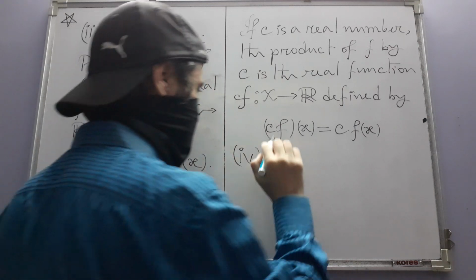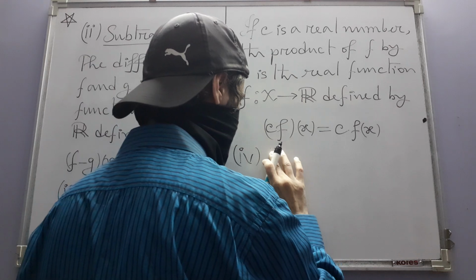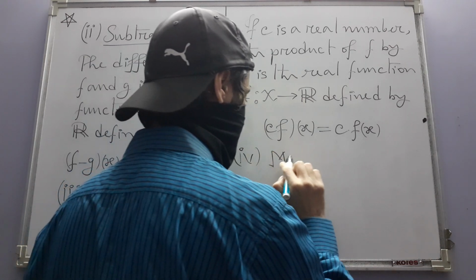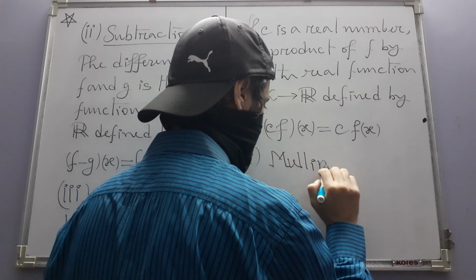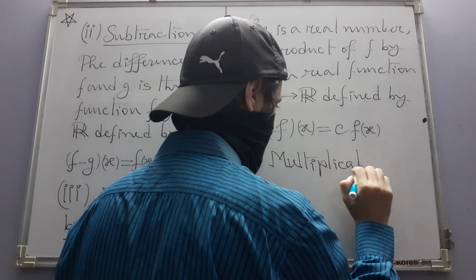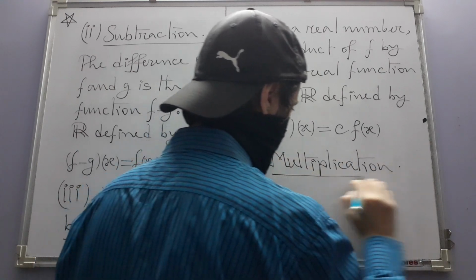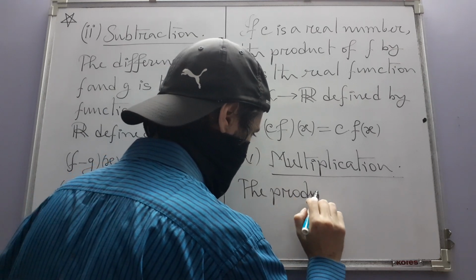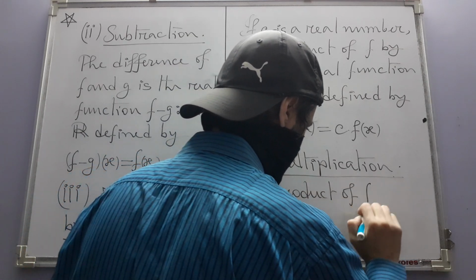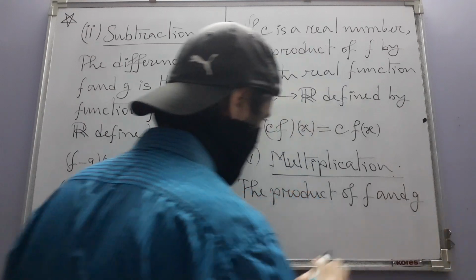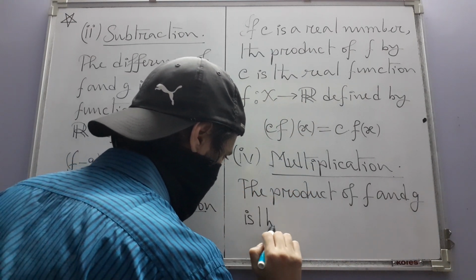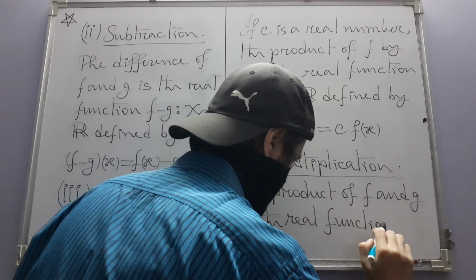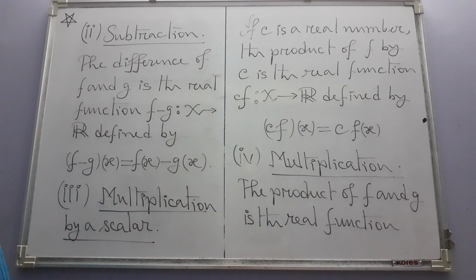And fourth one, product or multiplication. Multiplication of two functions. The product of f and g is the real function fg.